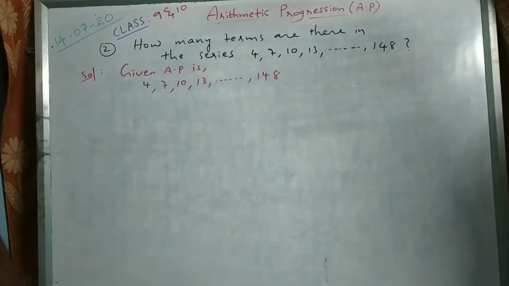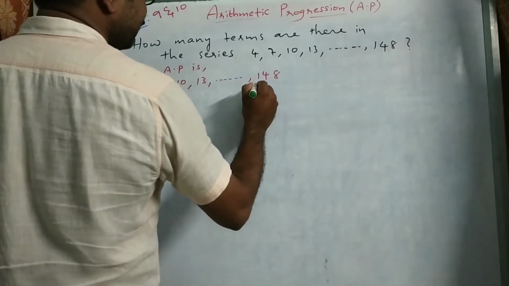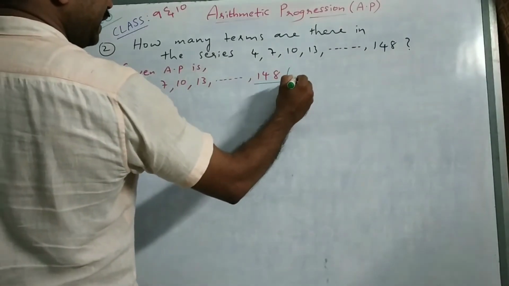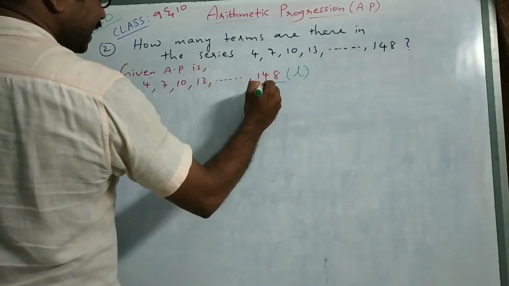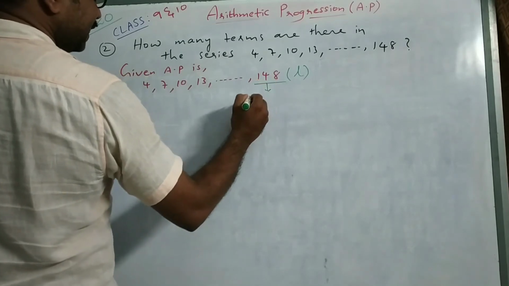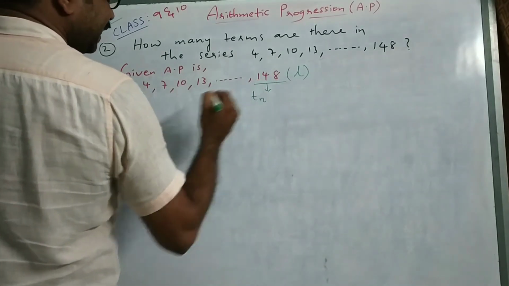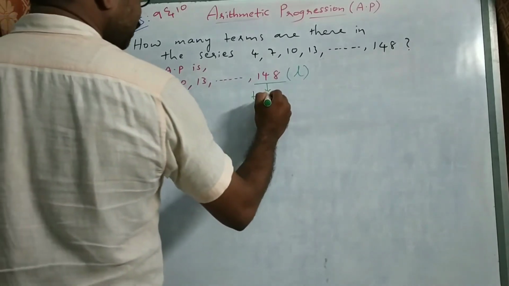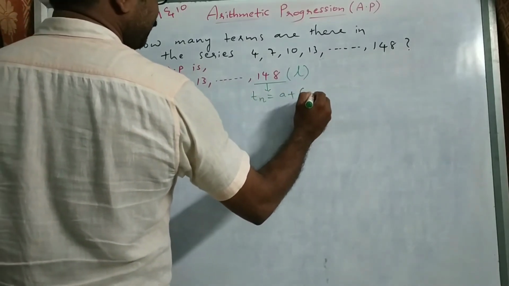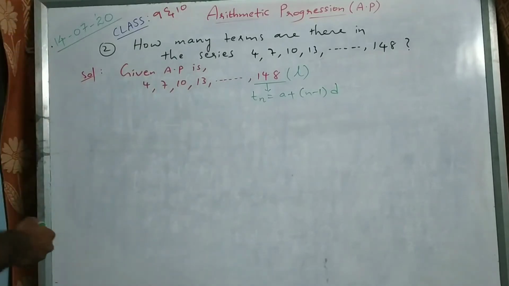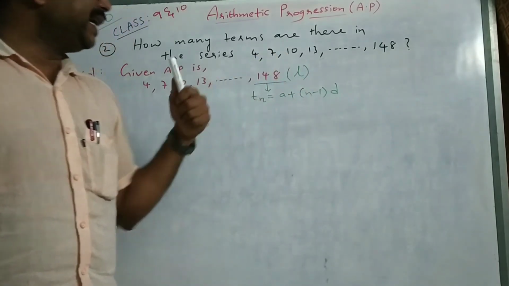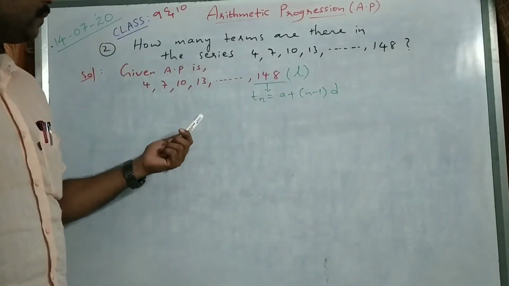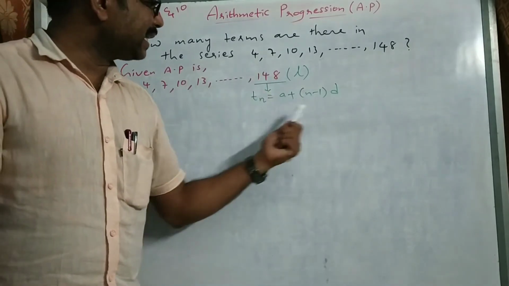By the way, what is this 148 here? It is the last term, right? I told you already. Last term means the general term, that means Tn. Tn equals, what is the formula? A plus n minus 1 into d. Here we are given the nth term, last term, general term, anything, it is the same. We are given the last term.